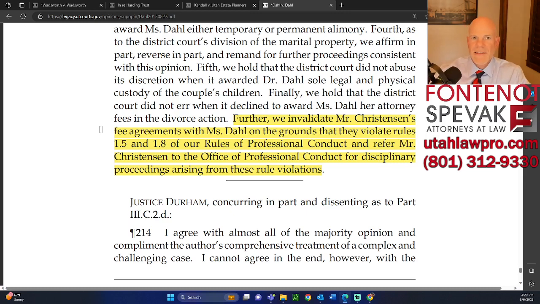Okay, there you have it. That's the case of Dahl v. Dahl. That's what the court is going to consider when considering the reasonableness of the fee. Make sure you do those financial declarations and make sure that your attorney isn't overbilling you in the hopes that he can overbill the other party, because the truth is that's probably not going to work. That's going to be found to be unreasonable.